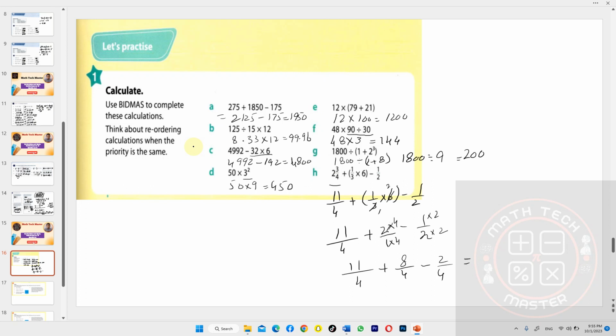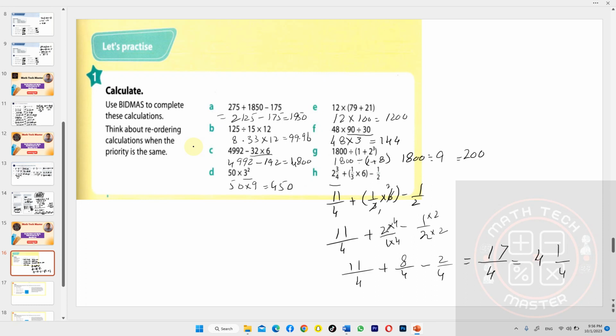So now we have the same denominator, so we can add 11 plus 8, 19, and minus 2 from them, it will be 17 over 4, or we can change the number into a mixed value, which will be 4 whole 1 over 4 as our answer.